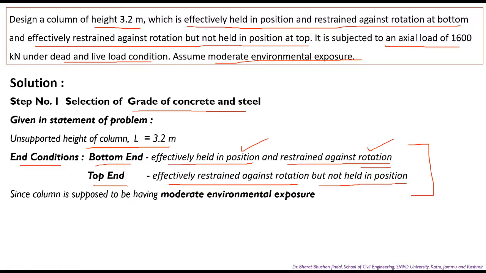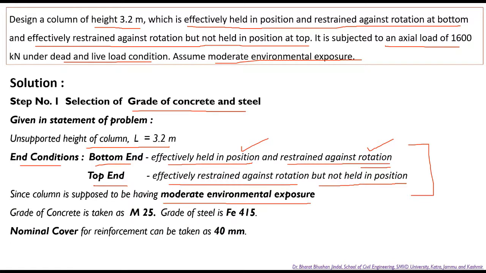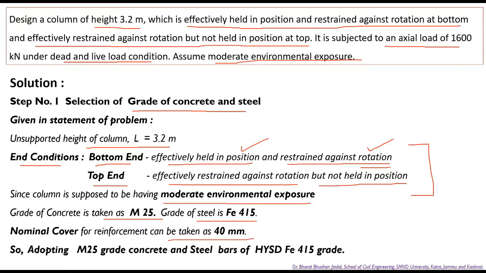Now since the column is supposed to have moderate environmental exposure, we can decide that the grade of concrete which we can use is M25, and the grade of steel, as usual, is Fe 450. And based on the environmental conditions, we can decide that the nominal cover for reinforcement, which at minimum we have taken, is 40 millimeters.